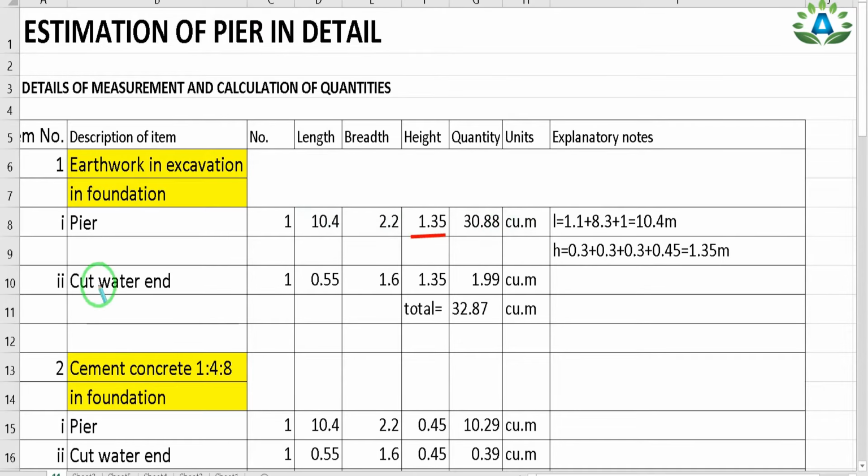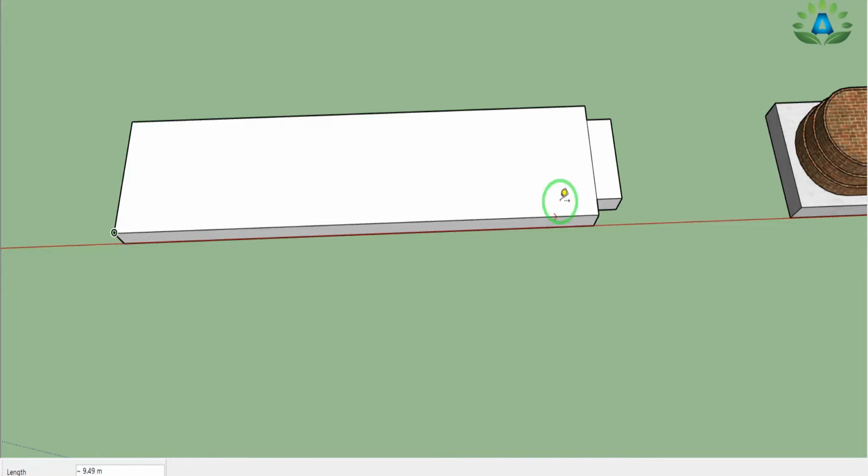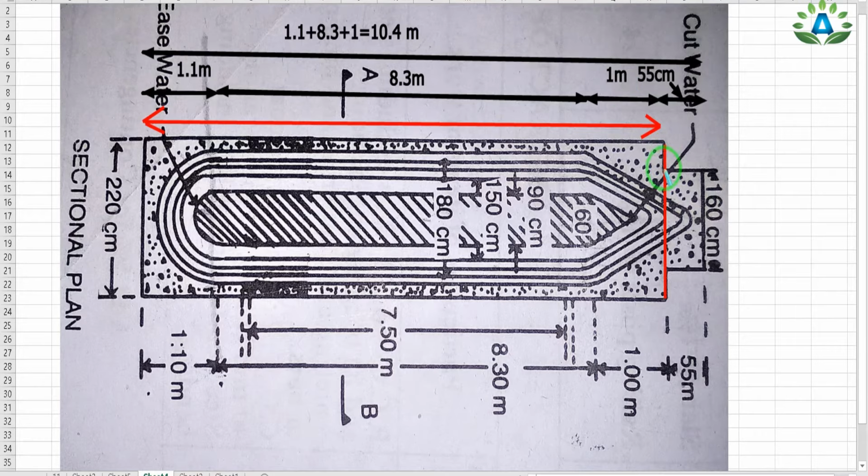Now our next step is to calculate the excavation for the cutwater end. That means we have calculated this portion, that is our 10.4 meter portion. Now this small rectangular portion is remaining, so we have to calculate its length and breadth. So this small rectangular portion is our cutwater end portion having the length of, this is 55 centimeter, okay, this is not 55 meter, so you have to correct it. This is 55 centimeter, so I can write the length equals 55 centimeter or 0.55 meter.